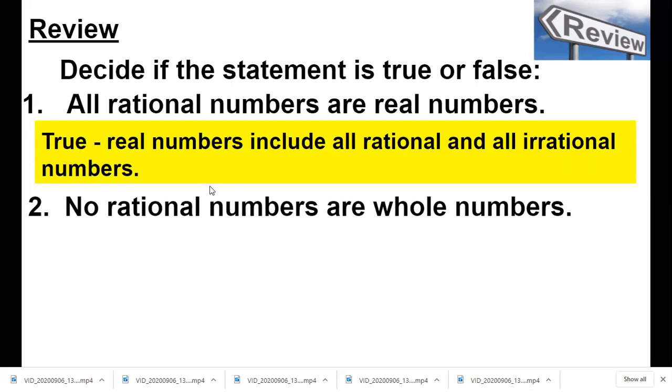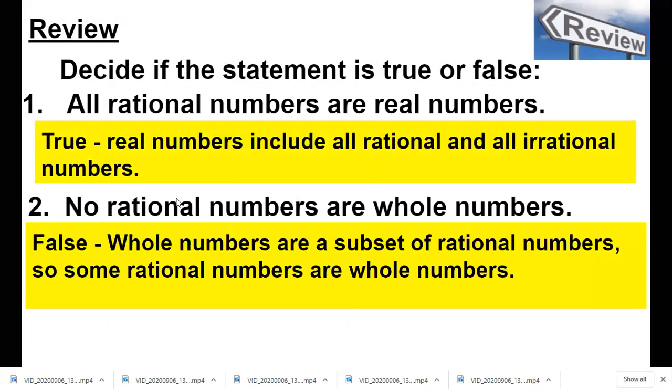So there are quite a few. There is an infinite amount going to the right on the number line. So that is a false statement. Whole numbers are a subset of rational numbers. So some rational numbers are whole numbers.